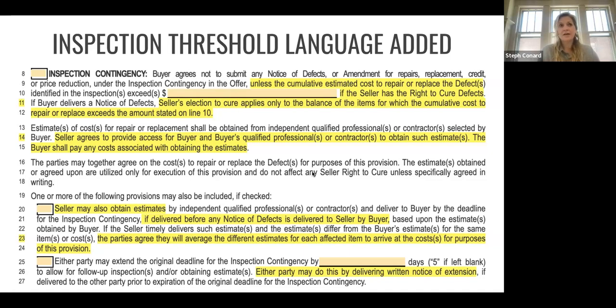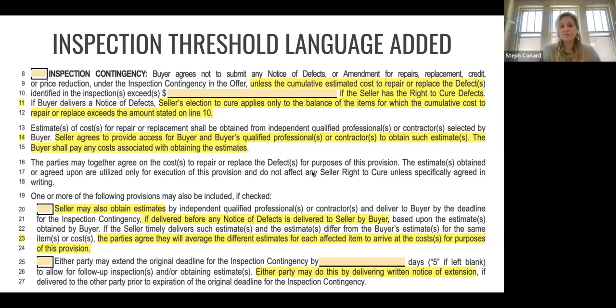This language, again, it's just providing a good roadmap, but there's a lot of what ifs and how-tos still built in with all of these. A lot of questions still. Lines 13 through 15. So estimates of costs for repair or replacement shall be obtained from an independent qualified professional selected by the buyer. And it's built right in here. Seller agrees to provide access for the buyer and buyer's qualified professionals to obtain such estimates. Again, we love that. It's saying right to the seller that you have to agree to let the contractors in. Another provision: the buyer shall pay any costs associated with obtaining these estimates.